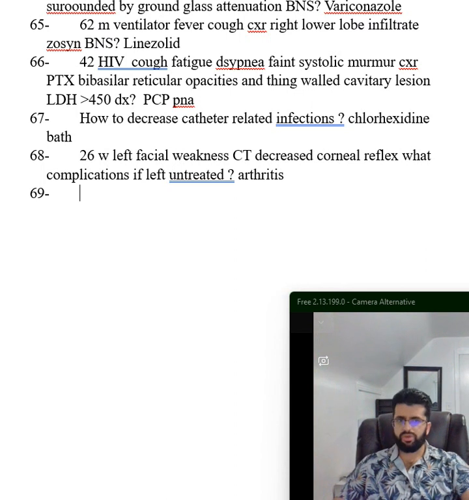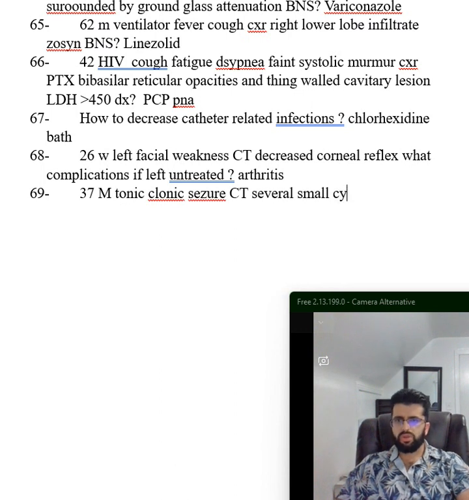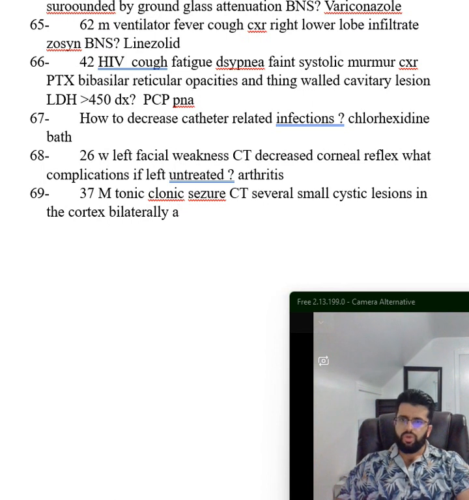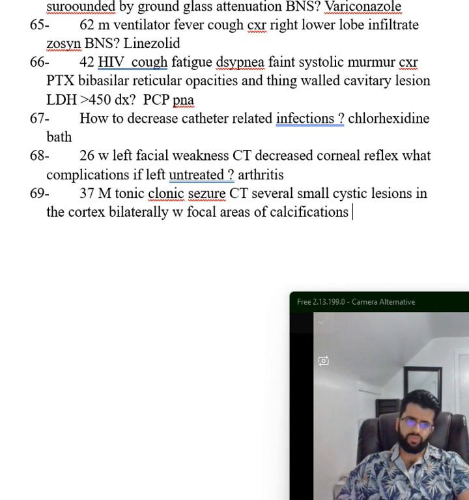And don't forget the erythema migrans. It's very typical for that. Alright, now we have a 37-year-old man who came in with a tonic-clonic seizure. Okay, and then CT shows several small cystic lesions in the cortex bilaterally with focal areas of calcifications.